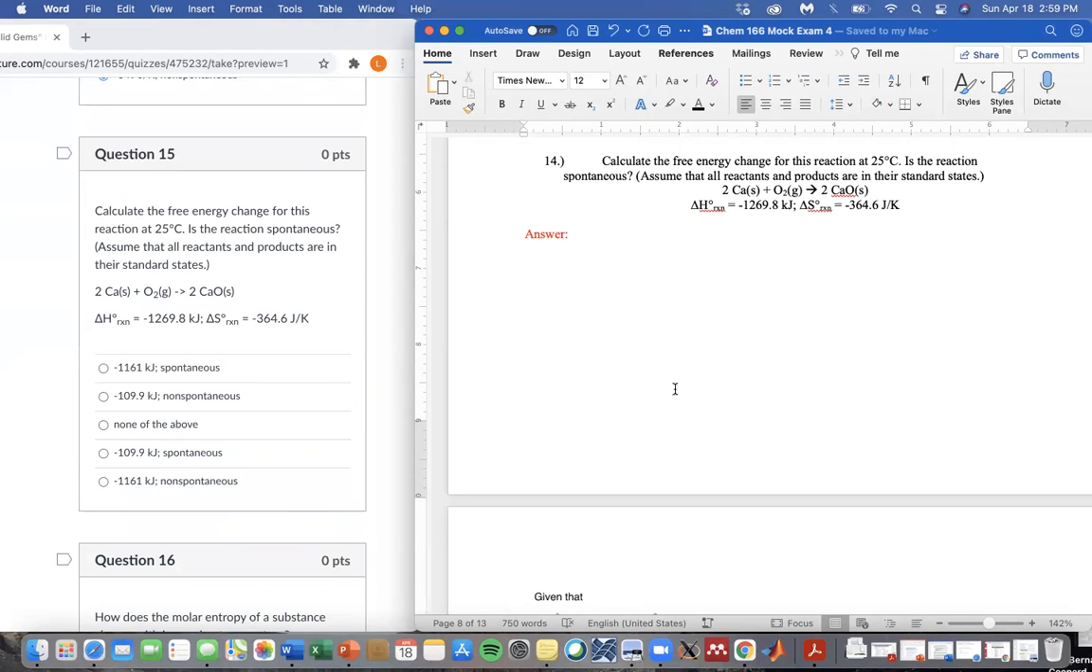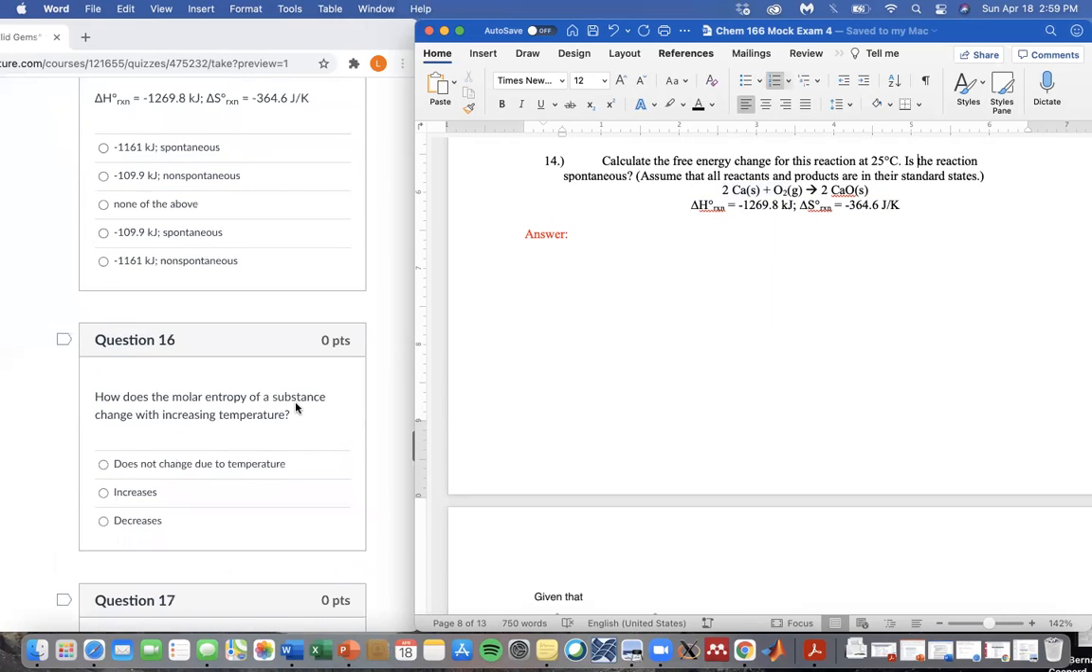For this next one here, we're trying to actually calculate free energy now. So we're trying to calculate Gibbs free energy, the change in Gibbs free energy for a reaction, which is 2Ca plus O2 yields 2CaO. And we are given a delta H of the reaction, and we're given a delta S of the reaction. And we're asked, is this reaction spontaneous or not?